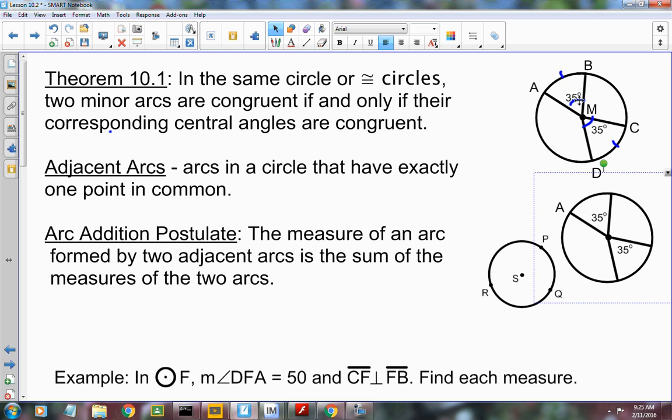So if in this circle right here, this angle is 35 degrees, and I come over here and this angle is 35 degrees, those two angles are congruent within congruent circles. Then those two arcs are also going to be congruent. So since these are both 35, then these two arcs would be congruent. Does that make sense? So it's true within the circle and within congruent circles.